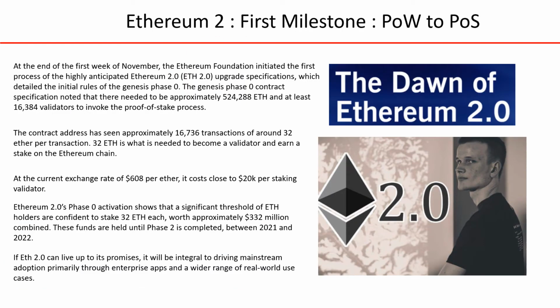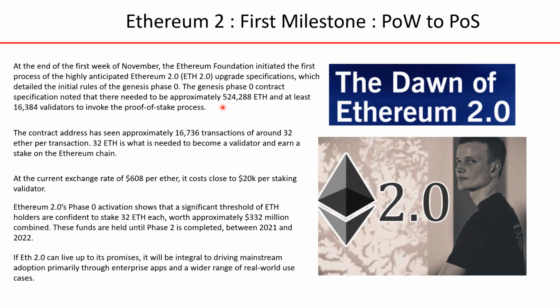Ethereum 2 is the first milestone by the Ethereum Foundation. Let us understand what Ethereum 2 is and what the fundamentals behind it are. In the first week of November, the Ethereum Foundation announced that they are going to shift to Ethereum 2, which is the first milestone, and they are going to initiate the rules of Genesis phase 0. They announced all the rules that were required to go for Ethereum 2. So what are those things? They calculated approximately how much Ethereum will be required and how many validators will be required to evoke the proof of stake process. Ethereum 2 is nothing but shifting from proof of work to proof of stake.